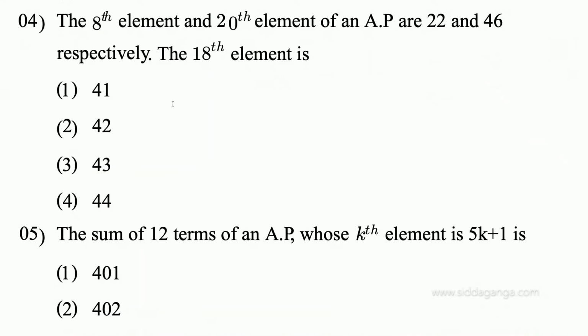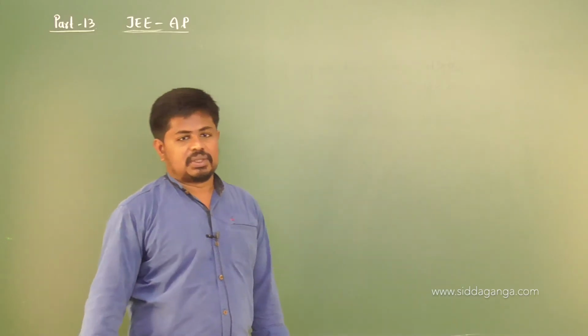Okay, let us move to the fourth question. The 8th element and 20th element of an AP are given as 22 and 46 respectively. What about the 18th element? Students, it is clear that to find any element of an AP, you require A and D. That can be found using the given data. Here we have the 8th term and the 20th term. Using that, find A and D, and you will get the 18th term.